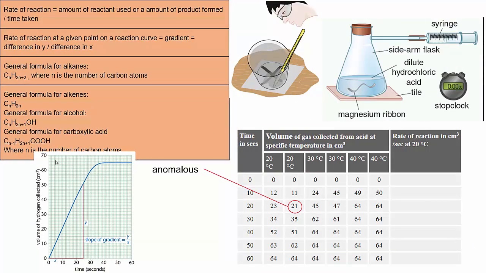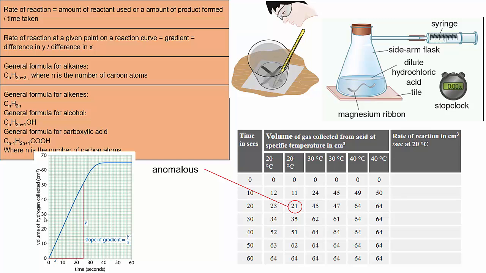So here we're seeing a graph of the experiment shown at the top. Magnesium ribbon, a metal, in an acid, dilute hydrochloric acid, in a conical flask. The hydrogen gas that's produced is being collected in a syringe, and the results are shown in this table here. So you can collect the volume of a product, for instance a gas, and that will tell you over time whether you're collecting lots of gas or a little bit of gas, whether the reaction is going fast or slow.